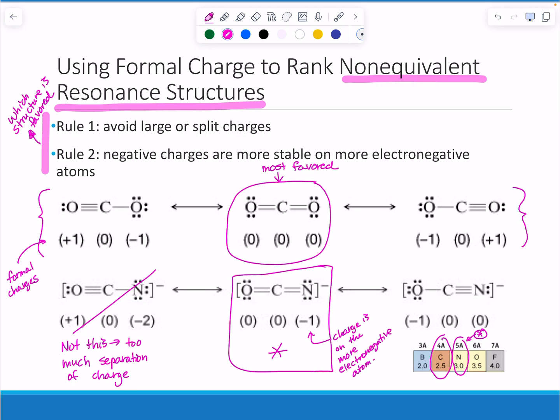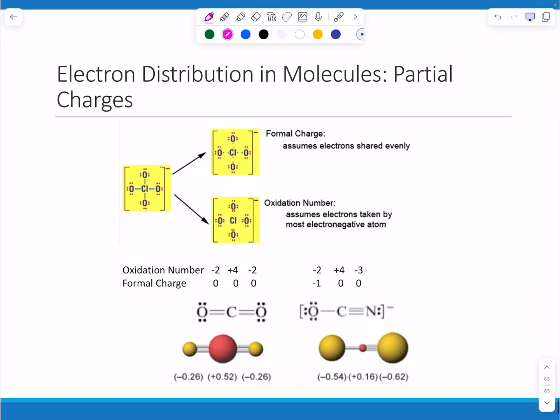And again, when we're trying to decide between non-equivalent Lewis structures, what we're really saying is which one best represents the reality of the physical world. The reality is that a nitrogen atom has more protons in its nucleus, and it has a higher affinity for electrons than a carbon atom. So if the electrons have a choice, they're going to spend more time near the nitrogen. All right, so that's how we use formal charge.